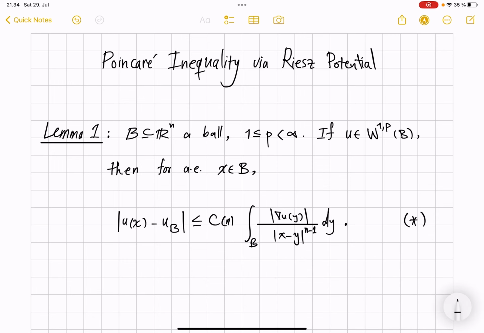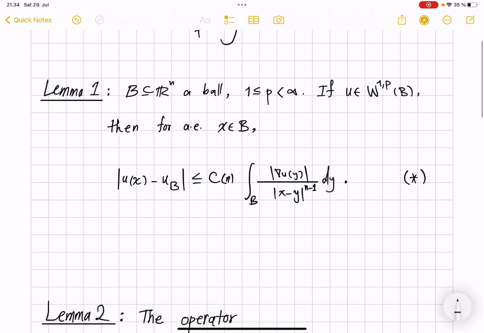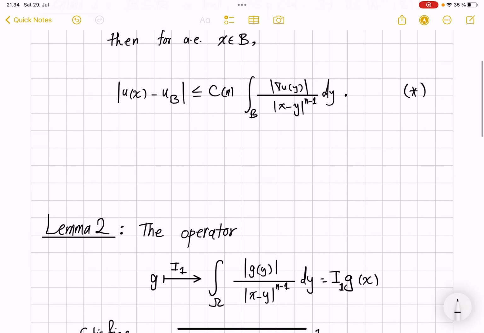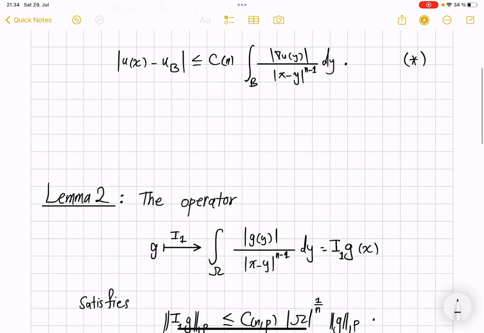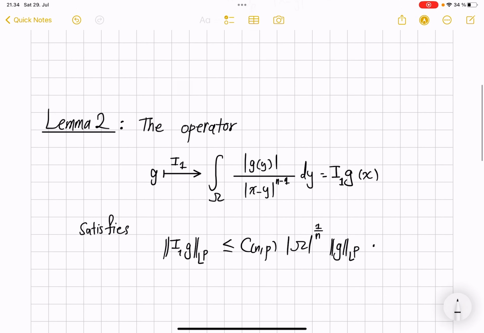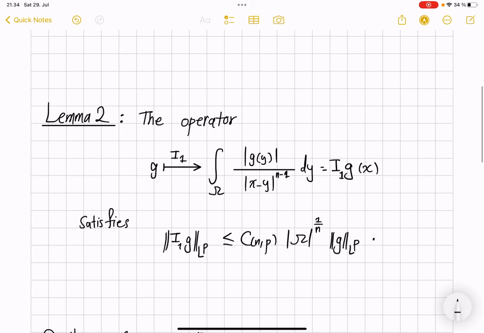Again, we used it to easily show that the function u has a Hölder gradient. We will now use this inequality to prove a Poincaré inequality for such functions. And that relies on this boundedness fact, that the Riesz potential is an L^p to L^p bounded operator. And this is true for every open domain.